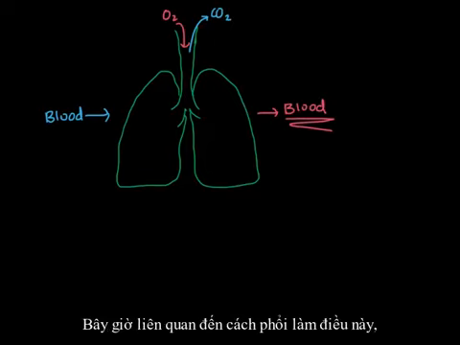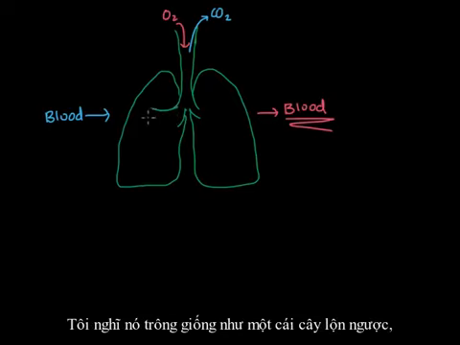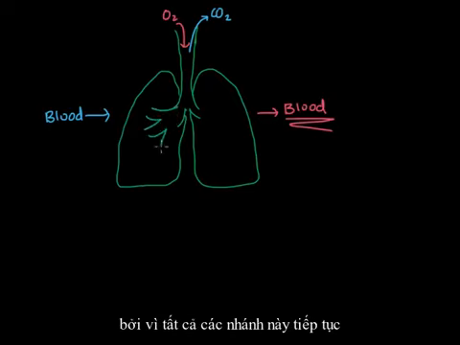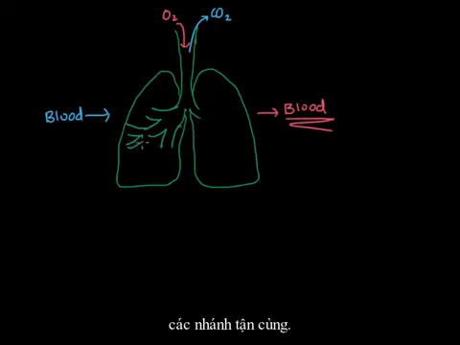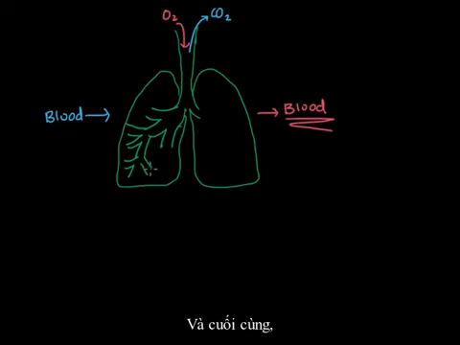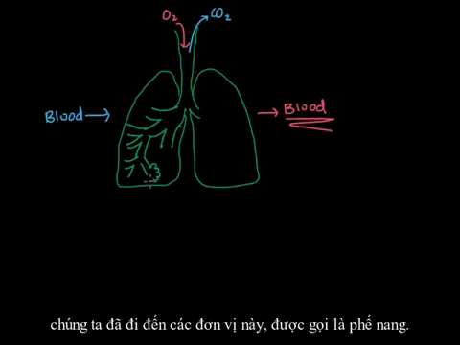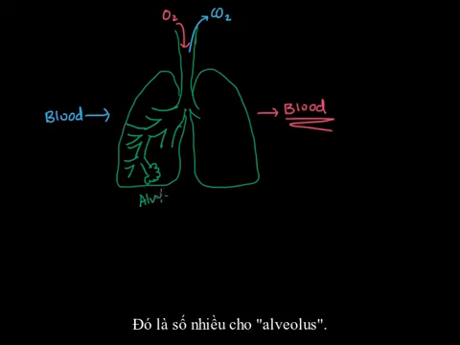Now, in terms of how the lungs do this, let's talk about the structure first for a bit. I think it looks kind of like an upside-down tree, just because all these branches keep getting smaller and smaller as we reach the terminal branches. I mean, there's 20 or 30 levels here. I can't draw them all, but you get the idea. They keep branching off, and at the end, we reach these units called alveoli. Let me write that word for you, alveoli, which is plural for alveolus. And what that is, essentially, is an air sac.